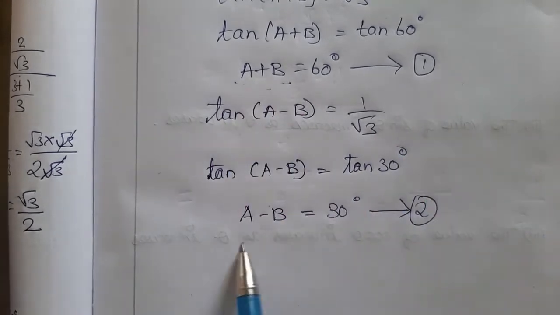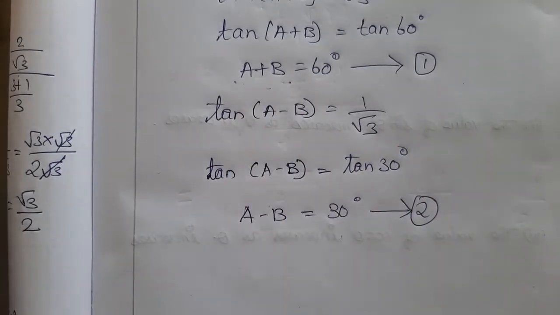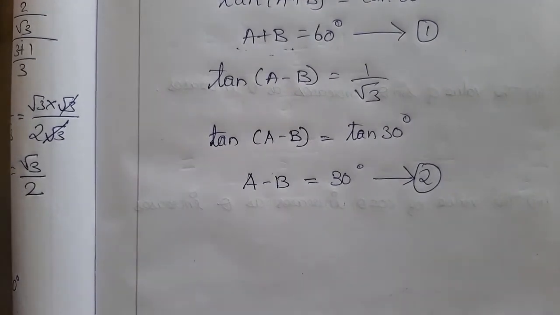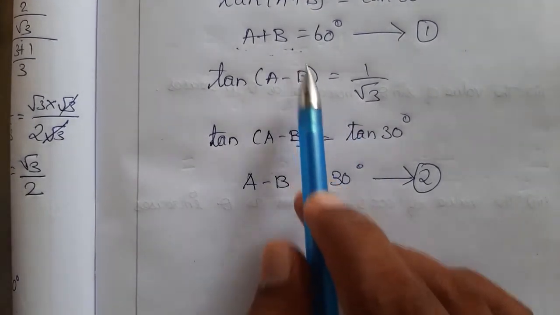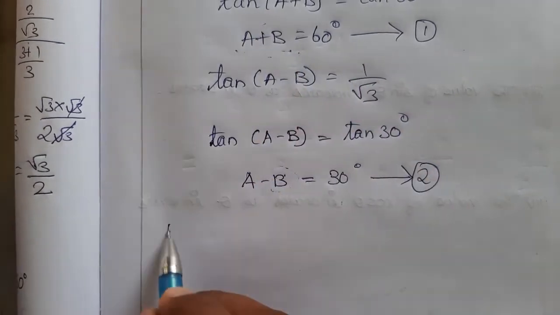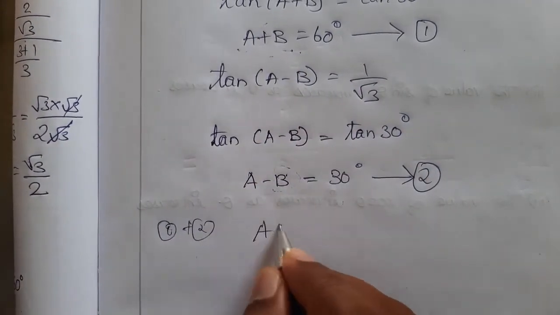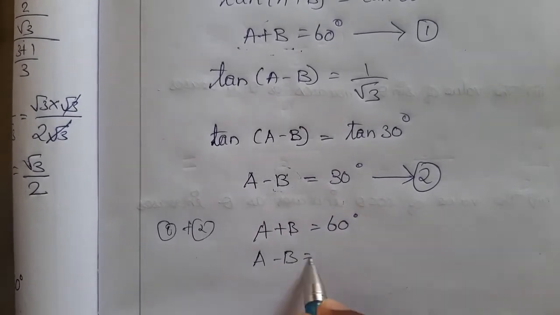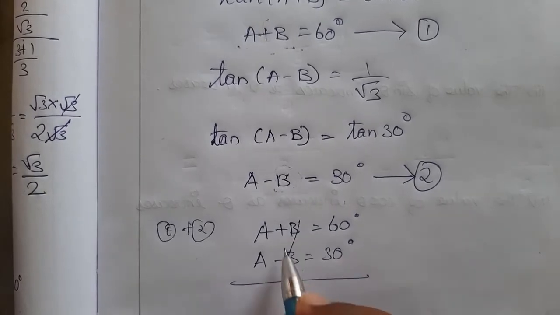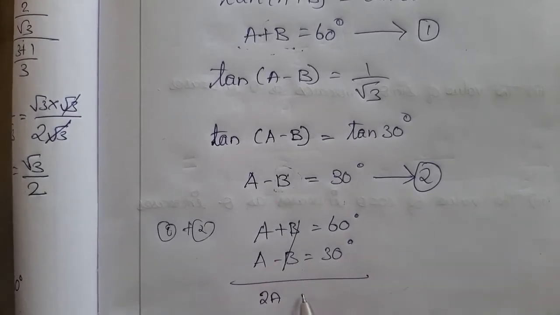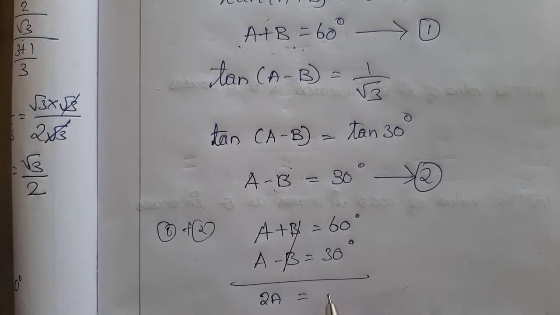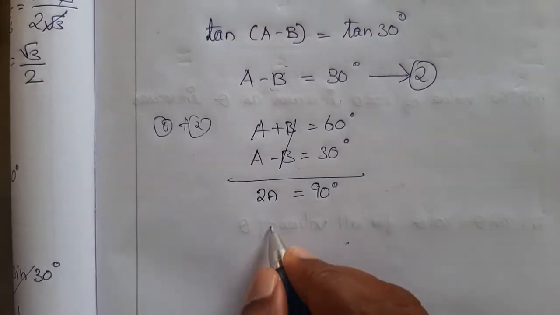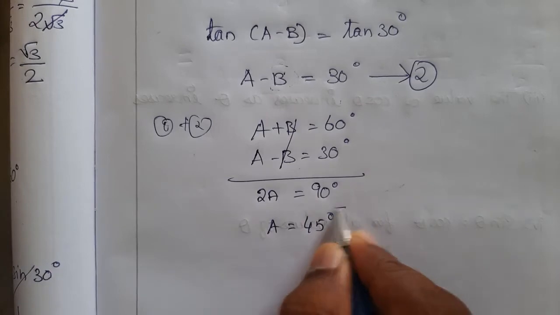Now we can see equation 1 and equation 2 are linear equations. We can solve by any of the methods. Let me solve by the elimination method. Just by adding, the plus b and minus b will get cancelled, right? So adding 1 and 2, we get a plus b is equal to 60 degree, and the second equation is a minus b is equal to 30 degree. You can see that it cancelled. A plus a is 2a, which is equal to 60 plus 30, that is 90 degree, right? And so a is equal to 45 degree.